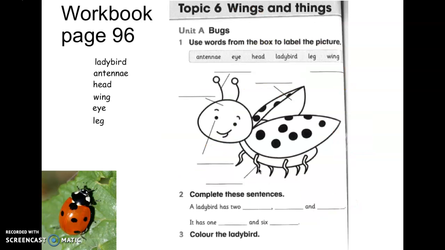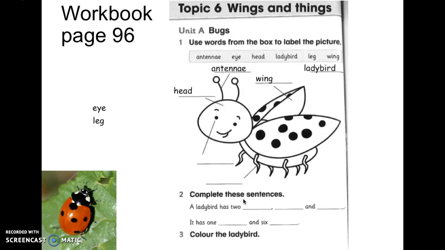Oh, workbook page. Now turn to page 96. If you don't have it, it is okay. You can write it on a paper. All right. So, use words from the box to label the picture. What is this? This is a ladybird. Ladybird. You are correct. Woo! Now, can you find an antennae? Antennae. There it is. And head. There's the head. And wings. You're going too fast. Let's slow down.